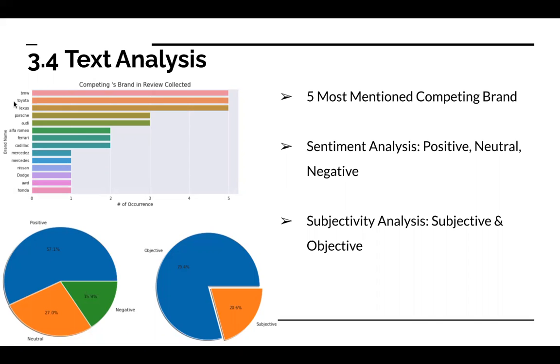Then there's sentiment analysis. Sentiment analysis focuses on analyzing the attitude of each review, such as positive, negative, and neutral. And the subjectivity analysis focuses on figuring out whether a review is based on personal feeling or not. In our research, we found that 57% of the reviews are positive and 79% of reviews are objective. This indicates Tesla did a decent job of accommodating customers' needs and wants.